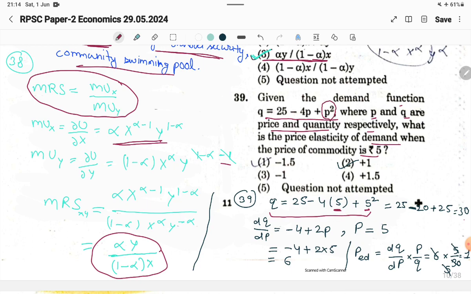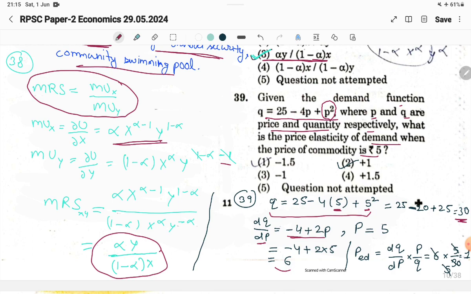So it will be the 30. If we solve it, then we differentiate this equation with respect to p. So it gives us minus 4 plus 2p, and if we put the value of p, then it will give us 6.